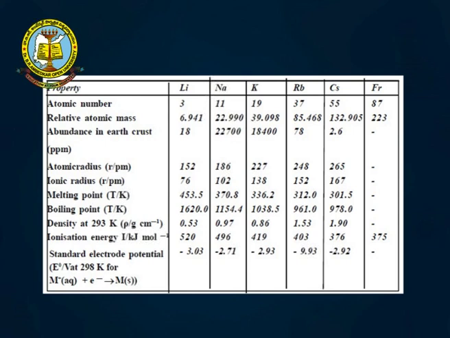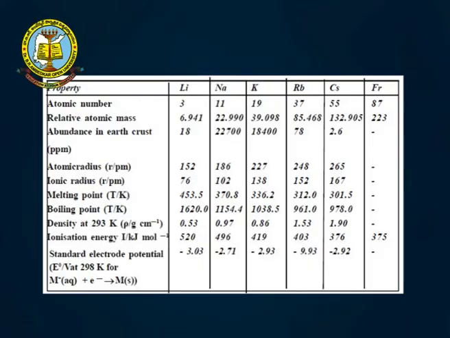Next, abundance in the earth crust. Group 1 elements are generally available in the earth crust, which is why we call them alkali metals. Sodium is the most abundant element of the group in the earth crust. Its abundance is noted in parts per million, ppm, and its value is 22,700.